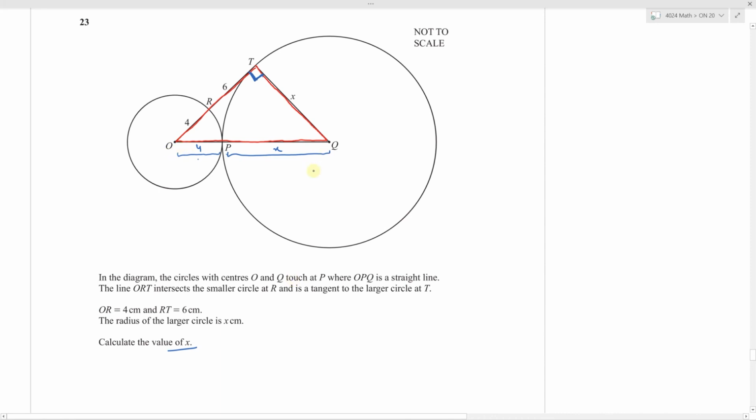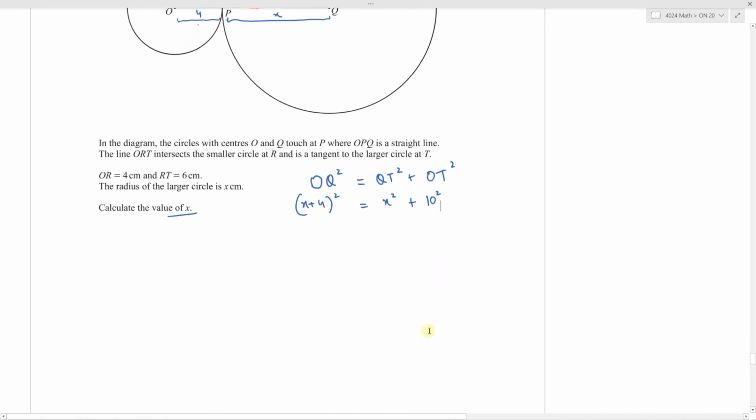Your hypotenuse is OQ. So OQ square should equal the base square, which is QT square, plus the perpendicular height, which is OT. So let's substitute the values. OQ square, OQ is X plus 4 square, and then QT is X, so this will be X square, plus OT is 6 plus 4, which is 10 square. So now let's solve this equation and find the value of X.